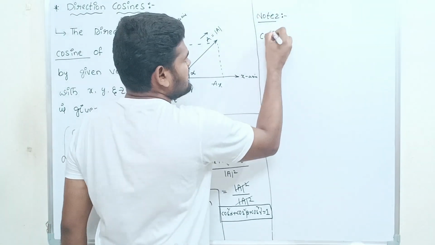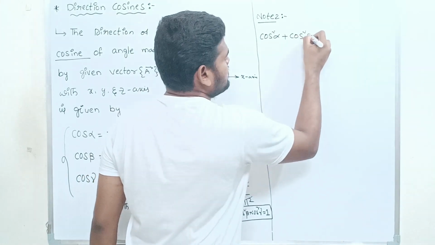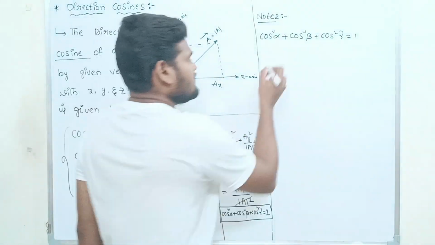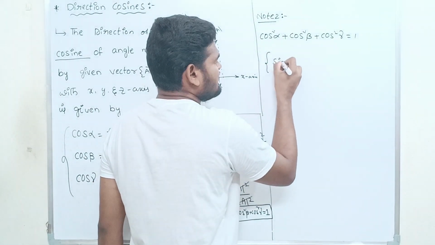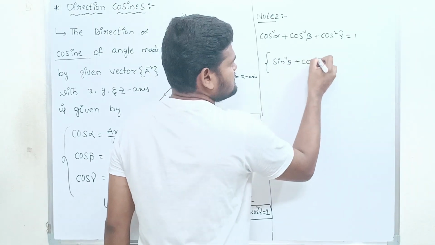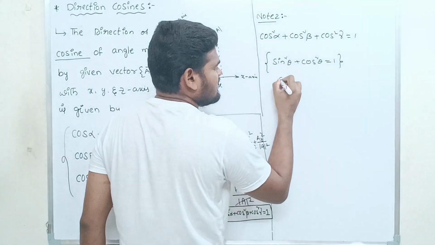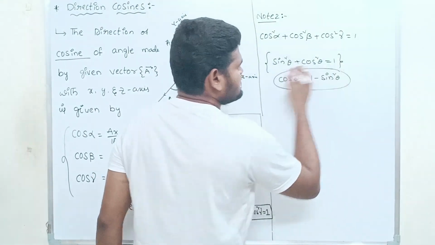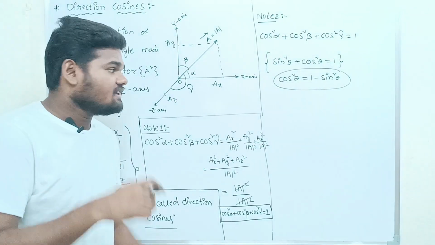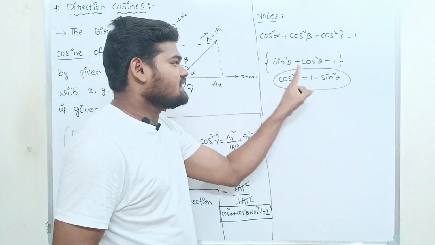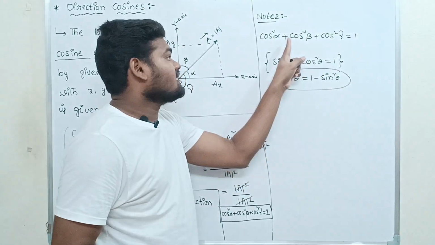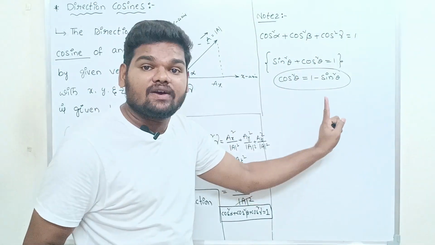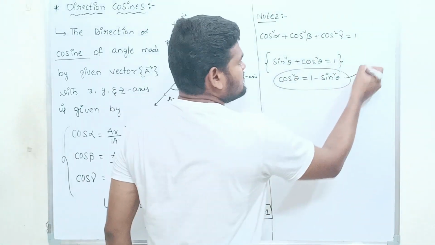So what we got: cos square alpha plus cos square beta plus cos square gamma is equal to 1, right? Already we know that sin square theta plus cos square theta is equal to how much? 1. So we can write cos square theta is equal to 1 minus sin square theta. So cos square alpha is nothing but 1 minus sin square alpha. Cos square beta is nothing but 1 minus sin square beta. Cos square gamma is nothing but 1 minus sin square gamma. Just substituting this formula here.